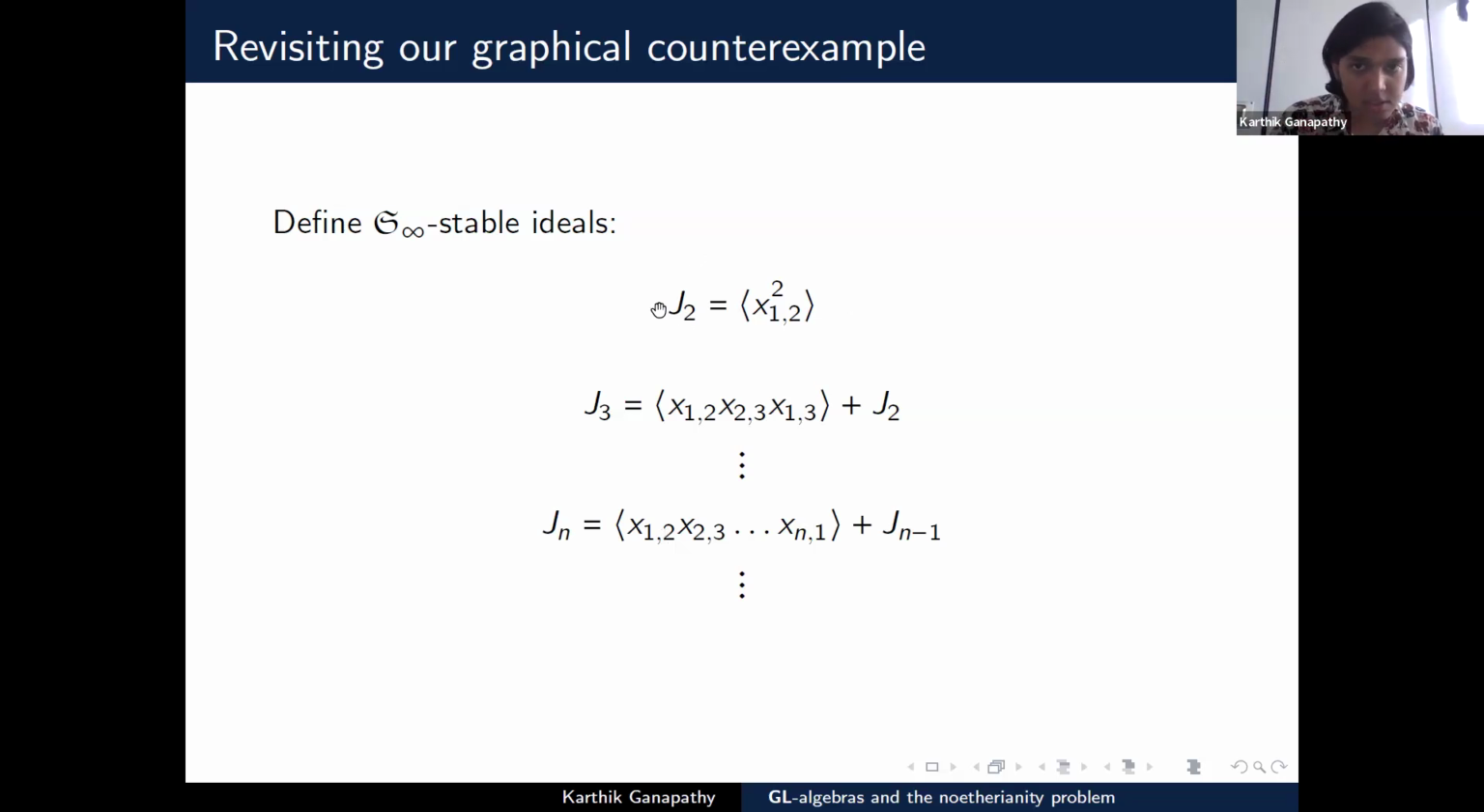Now, J2 is clearly stable under the action of the infinite general linear group in characteristic 2. That's because it's a Frobenius power, the second Frobenius power. The key point is that (a plus b) squared is a squared plus b squared in characteristic 2. So if I act on x12, it becomes a sum of other variables, and you square it, it just becomes a sum of squares.